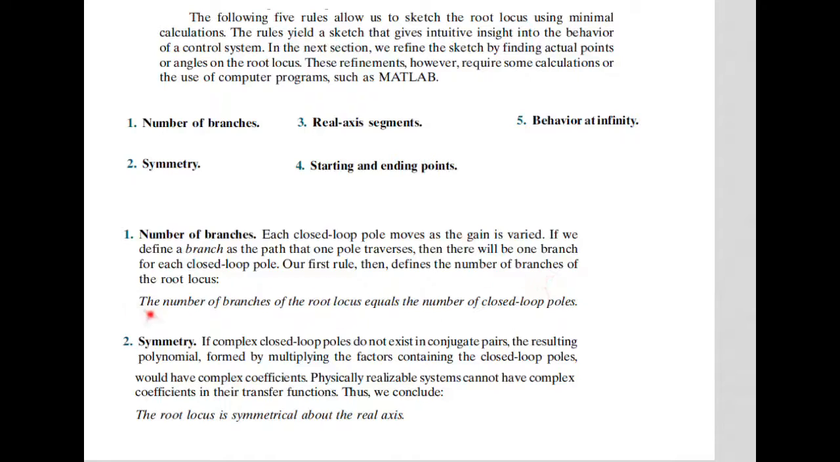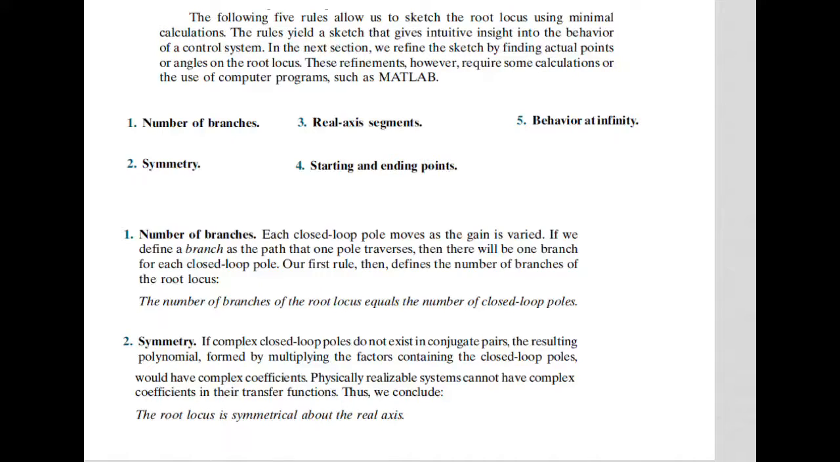If we have 2 poles, then the number of branches in this case would be 2, as we have seen in the previous example also. That is, the number of branches is equal to the number of closed loop poles. So this is the first rule. Now the second one is the symmetry.